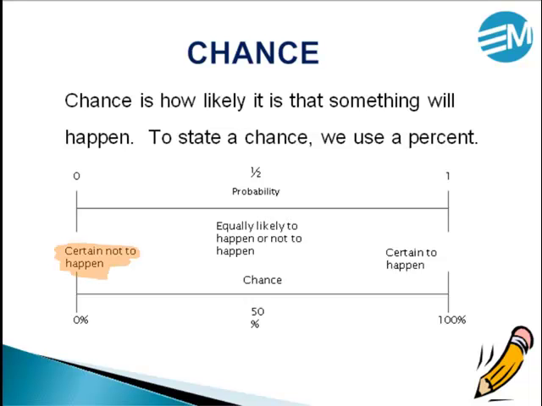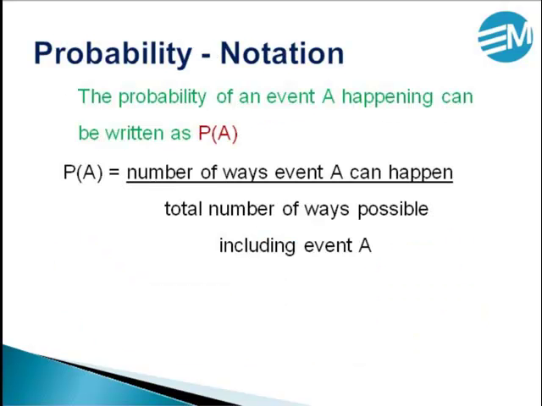And then we have chance. 0% chance means impossible event. 100% chance means sure event. And in the middle we have 50% chance, which means an event is equally likely to happen. So what is the probability notation? It is P(A). For example, if you have some event A, you will denote it by P(A).